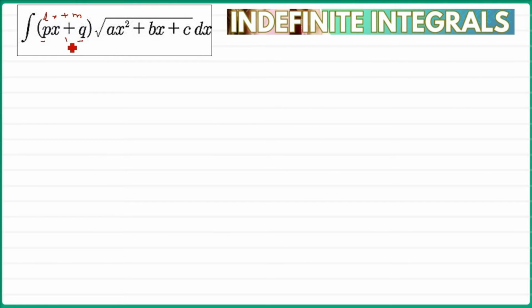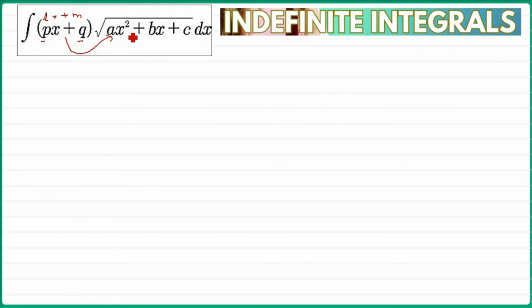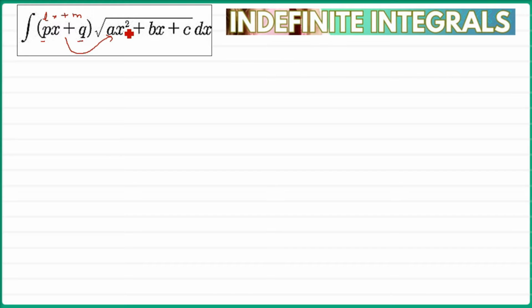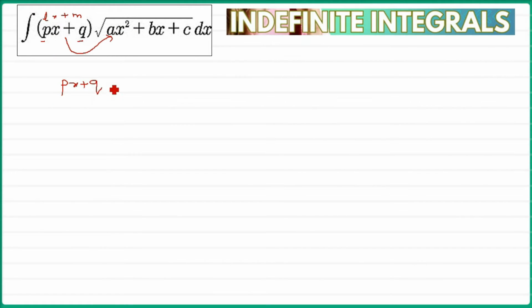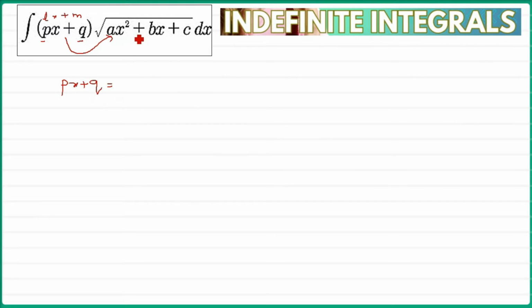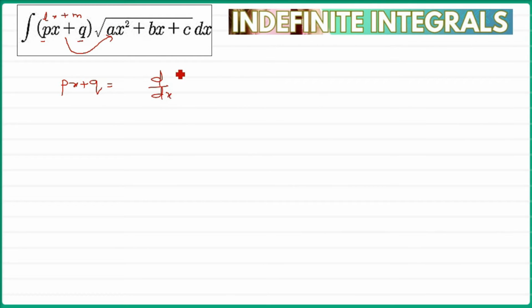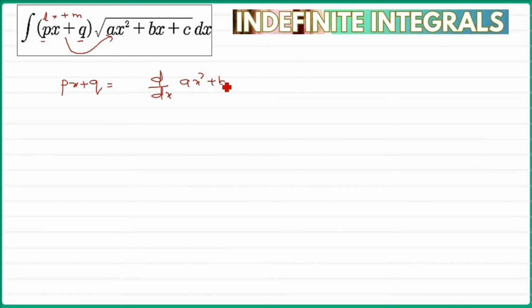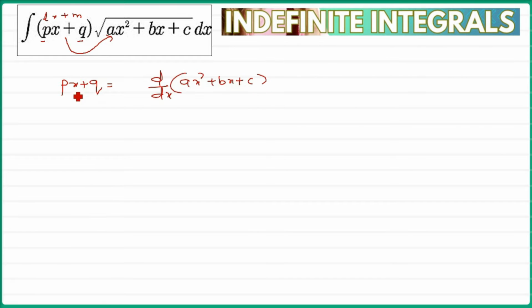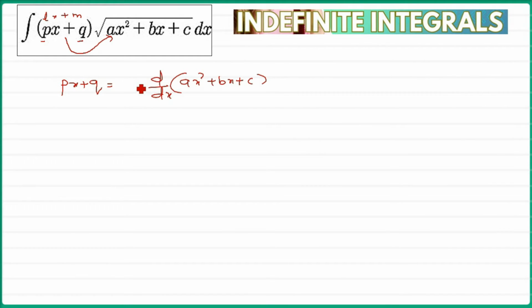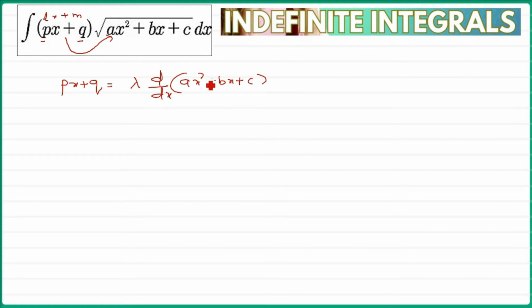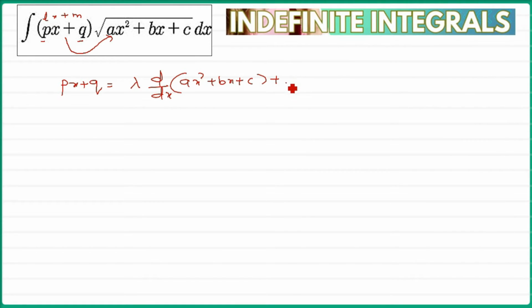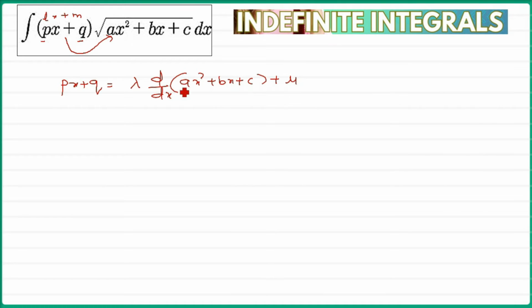Now px plus q, which is outside, we need to represent in the differentiation form of ax square plus bx plus c. So what I am suggesting is px plus q will be equal to d by dx of the inside stuff, that is d by dx of ax square plus bx plus c. But the differentiation will not be equal to that. That means if you differentiate this, most of the time it will not be equal to px plus q. So you need to have certain constants along with it in order to facilitate the equality. So we have lambda and mu.